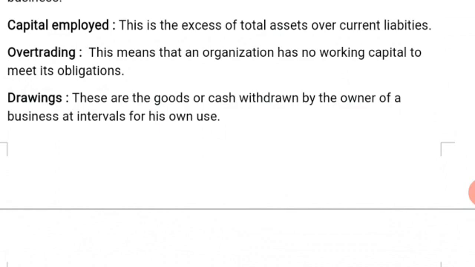Drawings. These are the goods or cash withdrawn by the owner of a business at intervals for his own use. The goods or cash withdrawn by the owner of the business for his personal use is what is referred to as drawings.